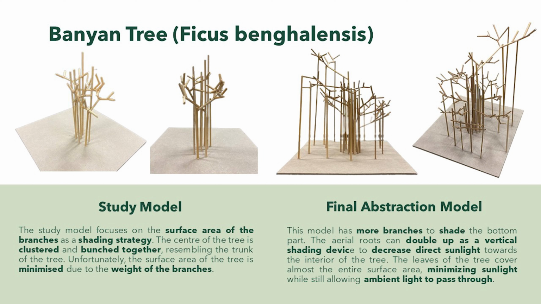However, in the final abstraction model, I have enlarged the center of the tree, and it has more branches to shade the lower part. Aerial roots double up as vertical shading devices, hence reducing direct sunlight to the interior of the tree. Leaves cover almost the entire surface area, allowing ambient light to pass through while minimizing sunlight. Additionally, the aerial roots absorb heat through the process of evapotranspiration, which cools the environment. The aerial roots could also shade direct sunlight from the east and west. Thank you.